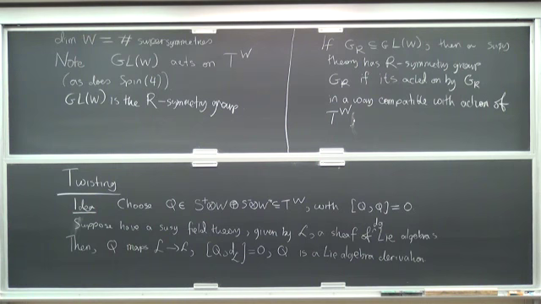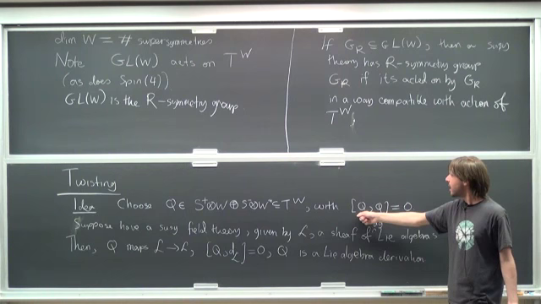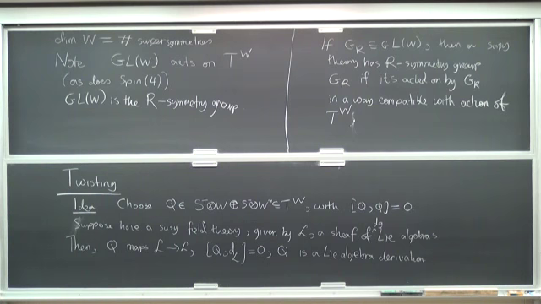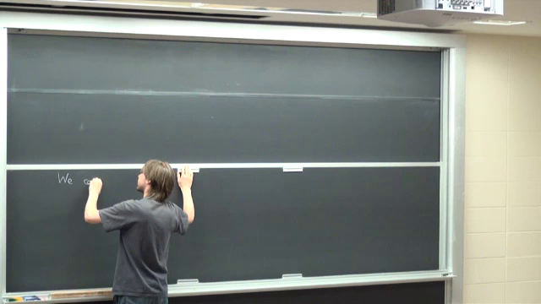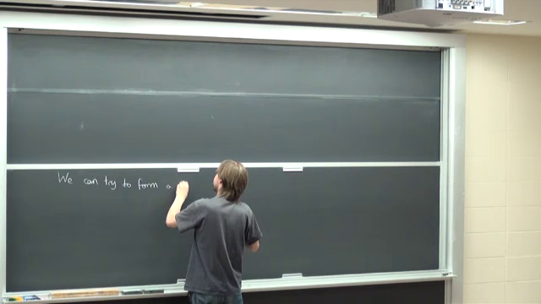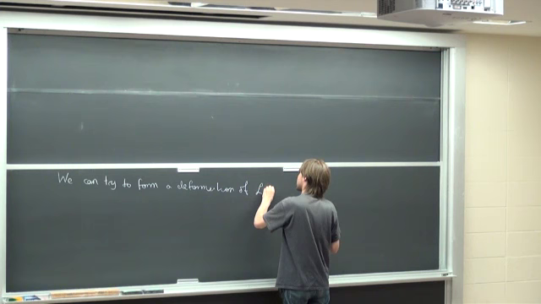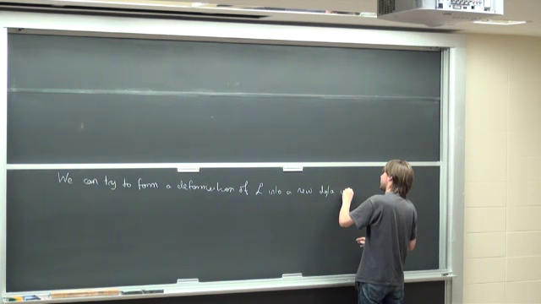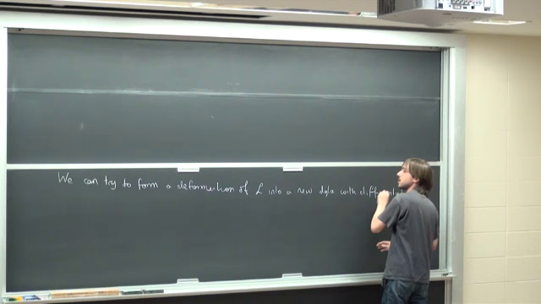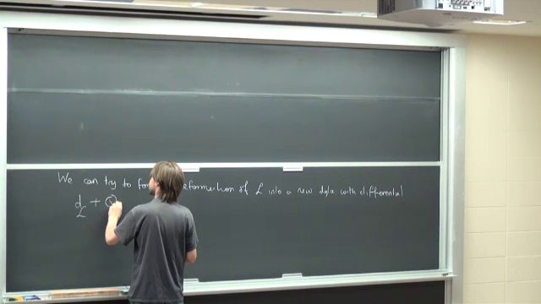So now we get a derivation of this Lie algebra, which is odd and satisfies Q bracket Q equals zero. So now we know what to do with that. We are familiar with deformation theory. This is a solution of some Maurer-Cartan equation, which allows us to deform the Lie algebra. So we can try to form a deformation of L into a new DGLA with differential just D plus Q, and these properties tell us that this still squares to zero.